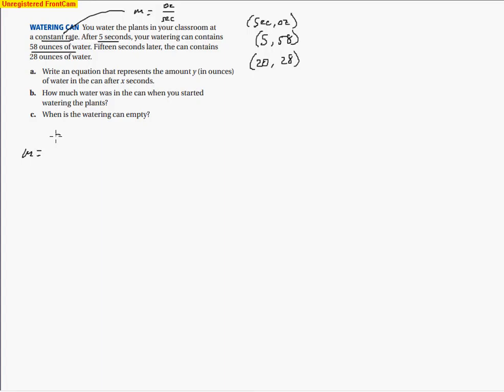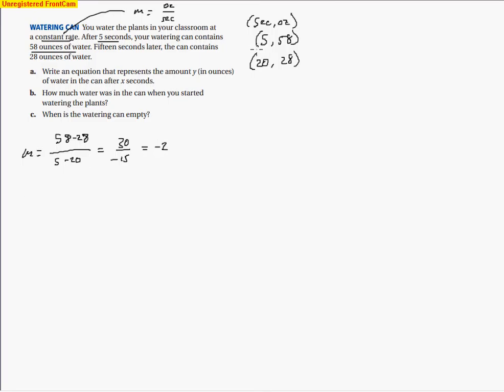I'm going to do 58 minus 28, and then divide that by 5 minus 20. So the slope is negative, and that makes sense, because we have 30 ounces decreased after 15 seconds. It makes sense because we're pouring water out. As we pour water out, we're going to have less of the y value and more of the x value, because time increases as ounces decrease. So that's my slope.